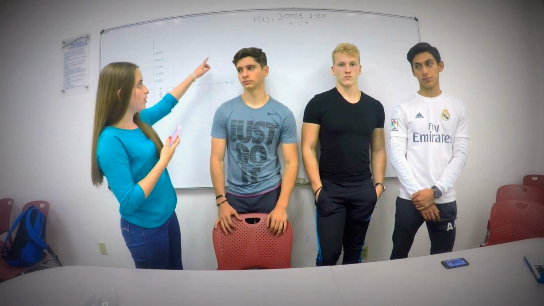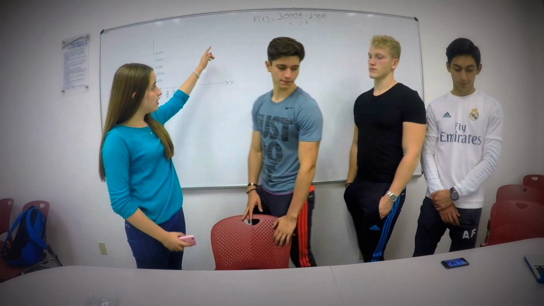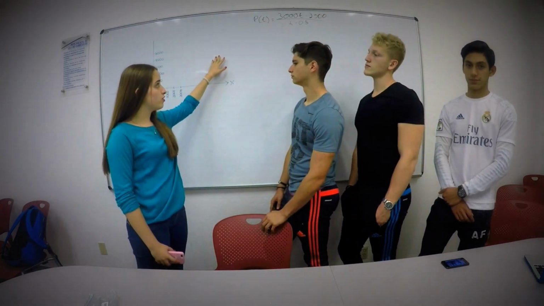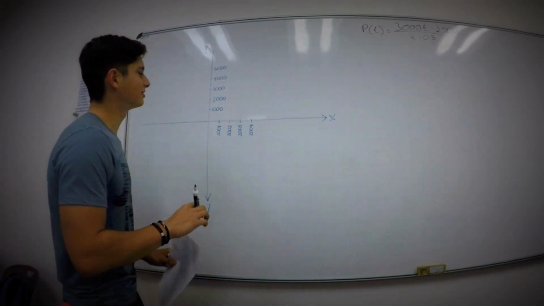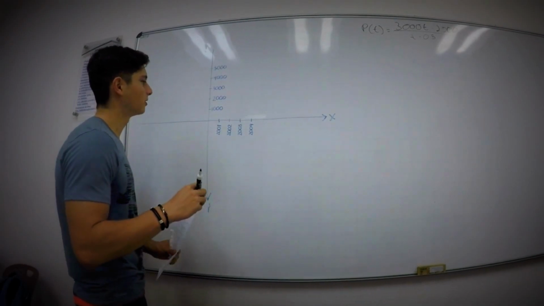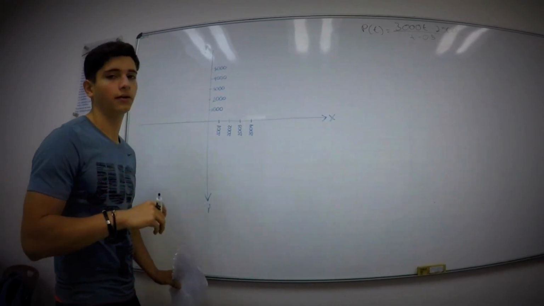So here's our equation, which is p of t equals (3000t minus 2000) over (t plus 0.5). Here we have our graph. The x starts at 2001, 2002, 2003, and so on. The y starts from 1000, 2000, 3000, and so on.